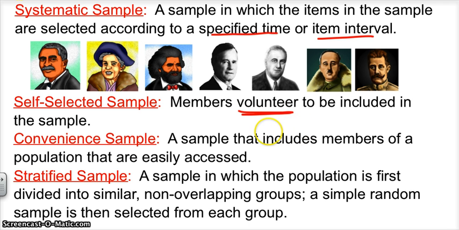We have a convenient sample, which is a sample that includes members of a population that are easily accessed. This is when you sit outside a convenience store or when you sit outside the school. Then we have a stratified sample, which is a sample in which the population is first divided into similar non-overlapping groups and then a simple random sample is selected from each group. Usually there's a rule that will stand out to make it a stratified sample.